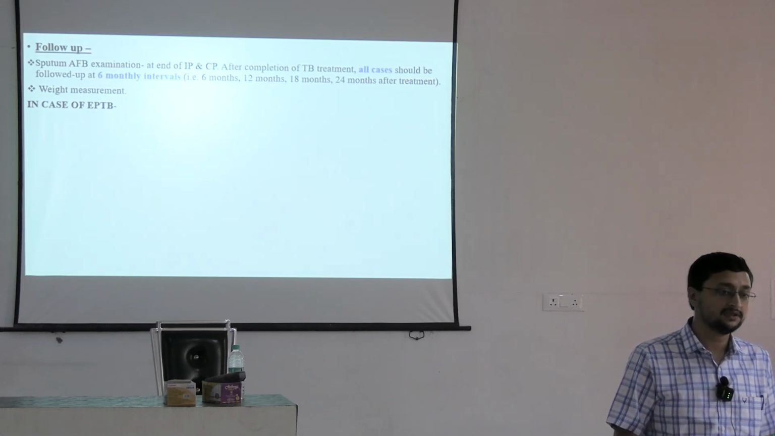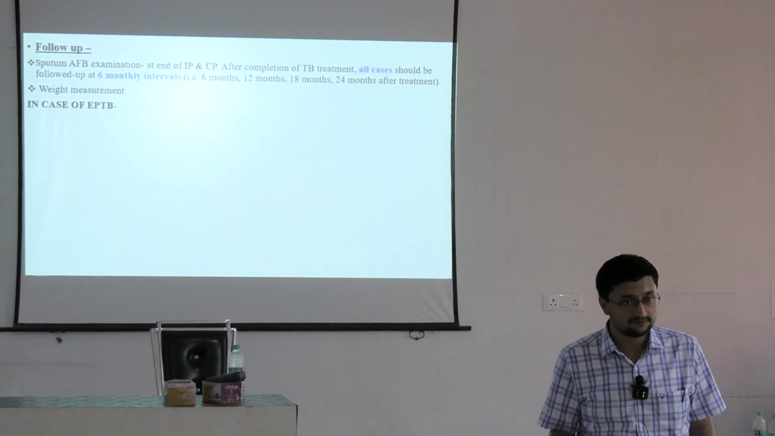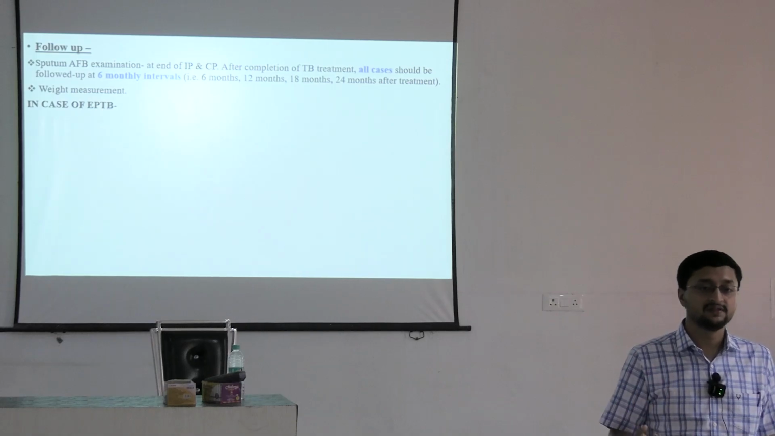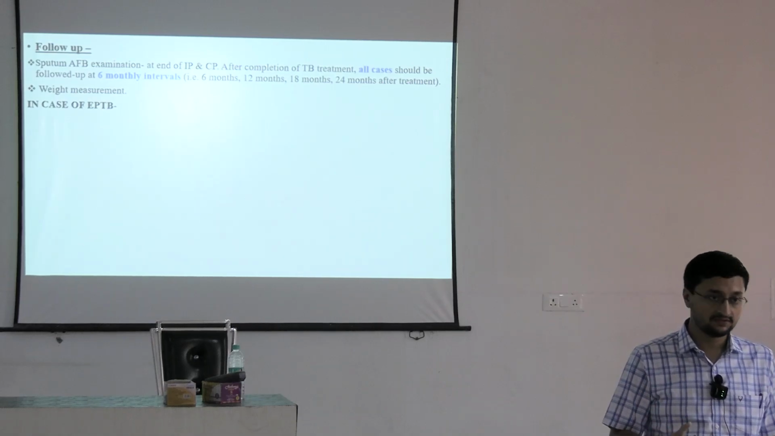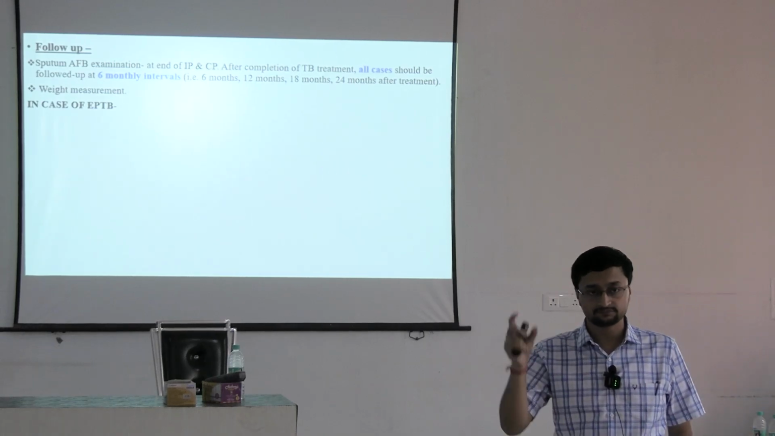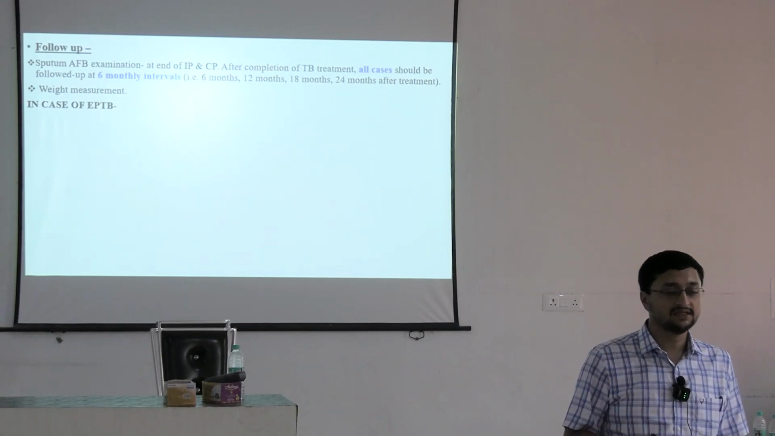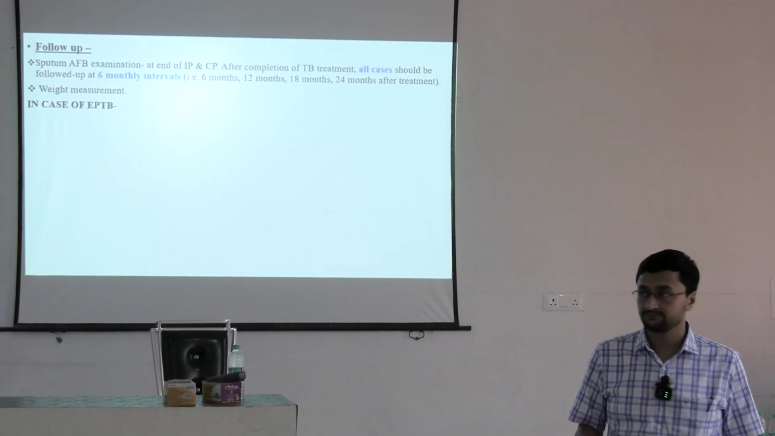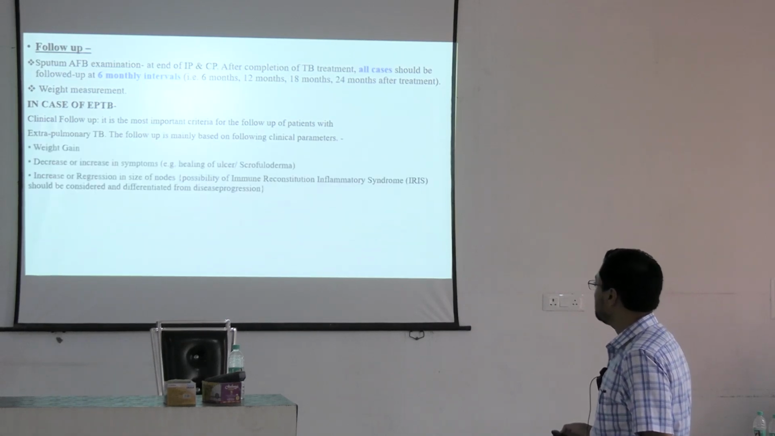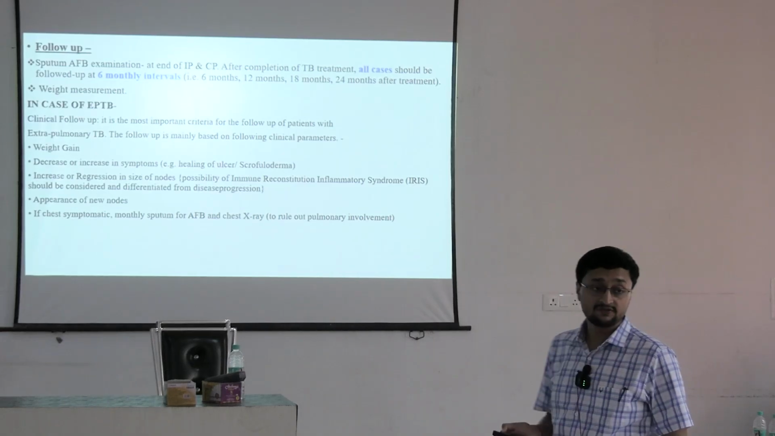In case of pleural effusion, look for reaccumulation of fluid or non-absorption of pleural fluid. In case of CNS tuberculosis, look at the symptoms. Do not do lumbar puncture again. In case of skeletal tuberculosis, look at the symptoms and the skeletal deformities, right? So weight gain, decrease or increase of symptoms, and appearance of new nodes. This is important, appearance of new nodes.